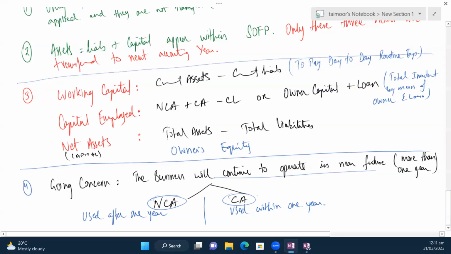So these current assets are the ones which are in rotation, whereas non-current assets don't really rotate that often or on a daily basis. ठीक है जी. So ये छोटी-छोटी चीजें हैं जो कि आपको पता होनी चाहिए. Okay.